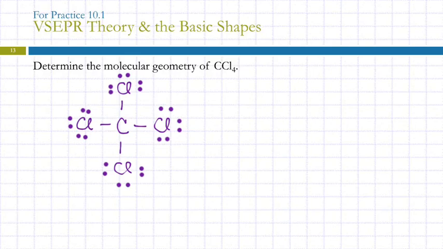So how do 4 balloons get away from each other? They make a tetrahedron. So this would be a tetrahedral geometry.